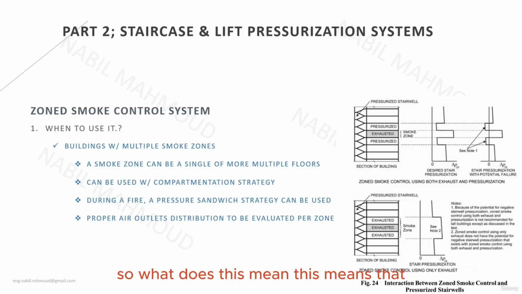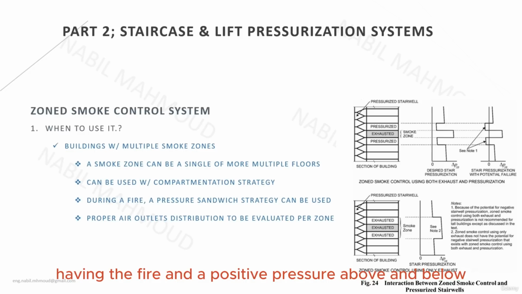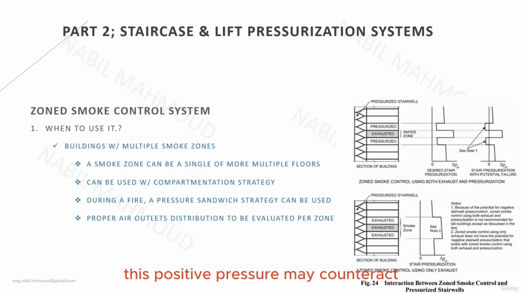So what does this mean? This means that if you applied a negative pressure on the floor having the fire and a positive pressure above and below, this positive pressure may counteract or cancel the pressurization of the staircase enclosure, because as we know, if we pressurize the staircase, there will be infiltration of air from the gaps of the door at this floor. But if you supplied a pressurization value inside the floor that counteracts the pressurization coming from the stairs, then you will cancel the pressurization of this staircase floor.